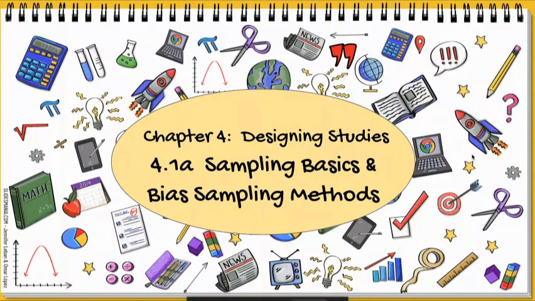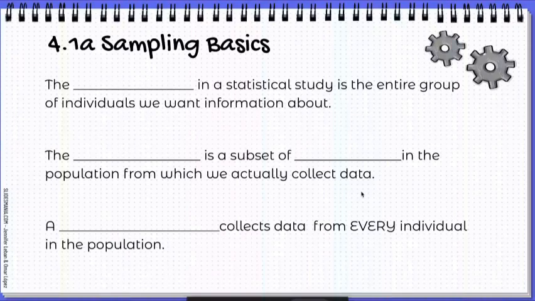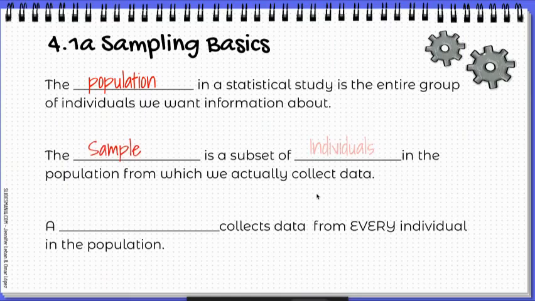Okay, chapter 4. We are in designing studies, sampling basics, and bias sampling. So let's start with some basic vocabulary. The population in a statistical study is the entire group of individuals we want information about. The sample is a subset of the individuals in the population for which we want to actually collect the data.